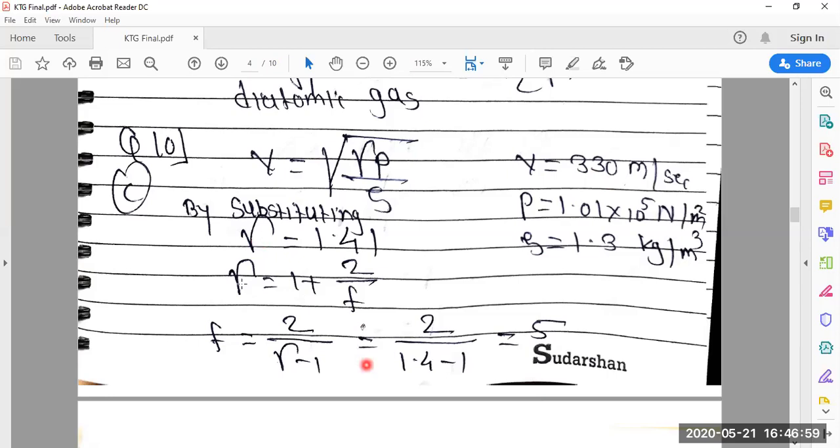Then the relation between gamma and degree of freedom: gamma is equal to 1 plus 2 upon f. Simplify it, f is equal to 2 upon gamma minus 1. Put in the value of gamma, and we get the degree of freedom equal to 5. So for question number 10, the correct option is C. The number of degrees of freedom is equal to 5. So the correct option is C.